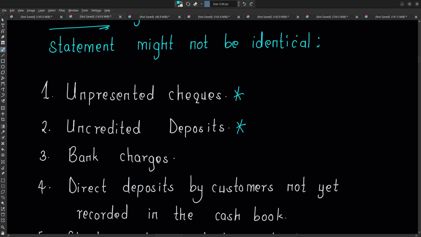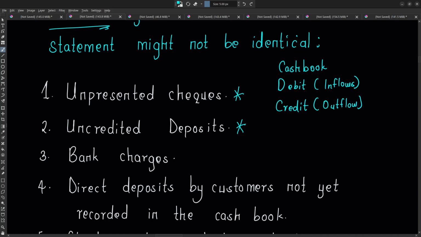Then the other thing is uncredited deposits. One thing I need you to know, before we continue, in the cash book, remember our inflows into the business, we debit them. If a customer pays us, we debit the cash book. And if we pay a client, that is an outflow, we credit. A cash account is an asset account. So you understand that when we want to increase an asset account, we debit. When you want to decrease an asset account, we credit. That is why.